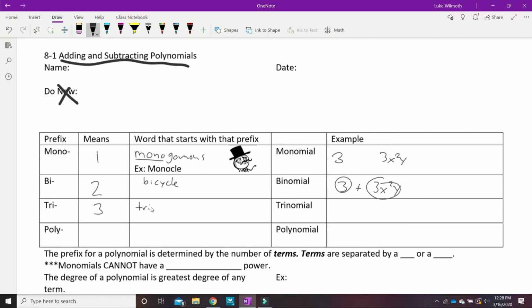Tri means 3. Let's stick with the bike theme. That could be like a tricycle. And a trinomial could be like x squared minus 3x plus 7. It's a trinomial because there are 1, 2, 3 terms.